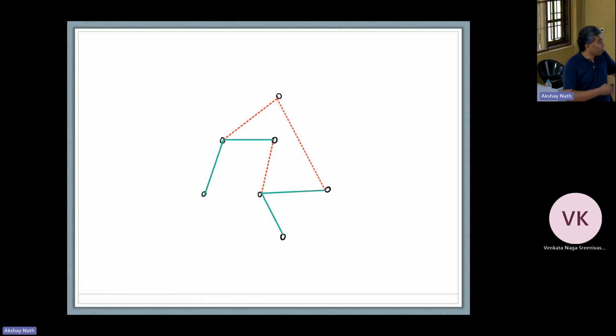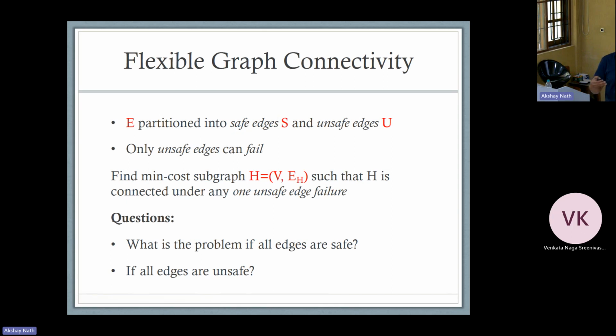So among all such feasible things, you want the cheapest one. I'm not showing the costs and the rest of it. So that's the problem. Let's connect it to something that we kind of know. Suppose I give you such an instance, and all the edges are safe. What is the problem? Every edge is green and it's MST, right?